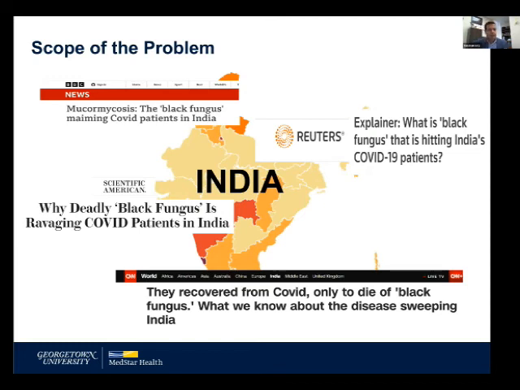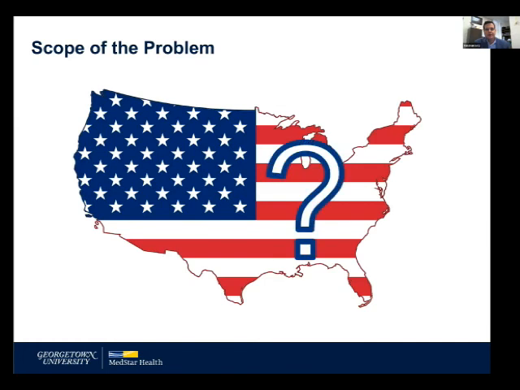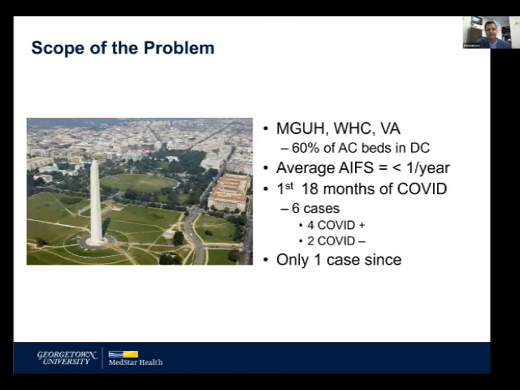where they literally were converting ENT wards into invasive fungal sinusitis wards. It was bad there. The scope of the problem in the United States, I think, is not as well defined. There's not a ton of literature on it, and I think it's because it did increase, just not to the same degree as it did in India.